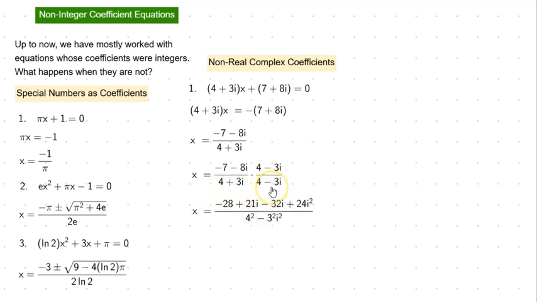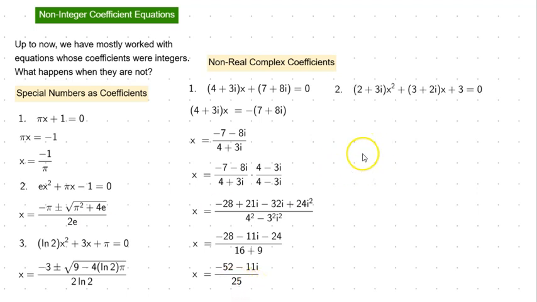Denominator is a plus b times a minus b. So 4 square minus 3 square i square. And the numerator becomes minus 28 plus 21i minus 32i plus 24i square. Simplifying it, because of this i square, this becomes minus. Because of this i square, this becomes plus. So we have x equal to minus 28 minus 11i minus 24 divided by 16 plus 9. So x equal to minus 52 minus 11i divided by 25.